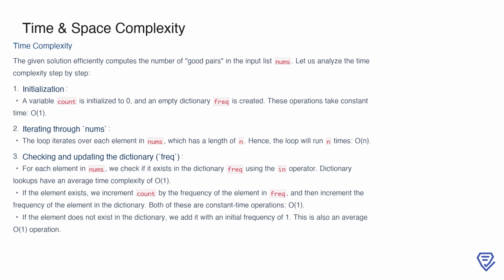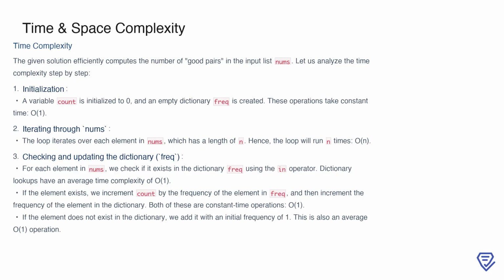Within each iteration, we perform dictionary operations. When we check if an element exists in the dictionary using the in operator, the average lookup time for dictionaries is O(1). If the element is found, we update count and increment its frequency in the dictionary, and these updates are also O(1). If the element is not found, we add it to the dictionary with a frequency of 1, which is still an average O(1) operation.